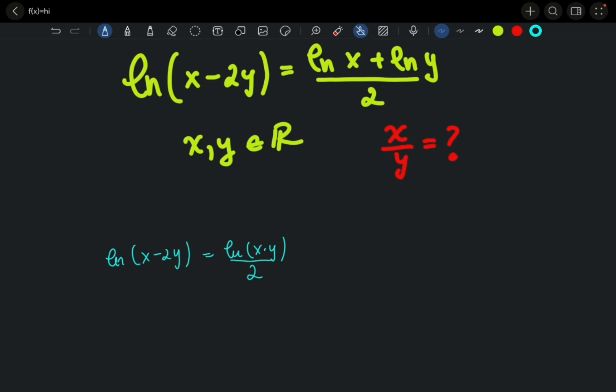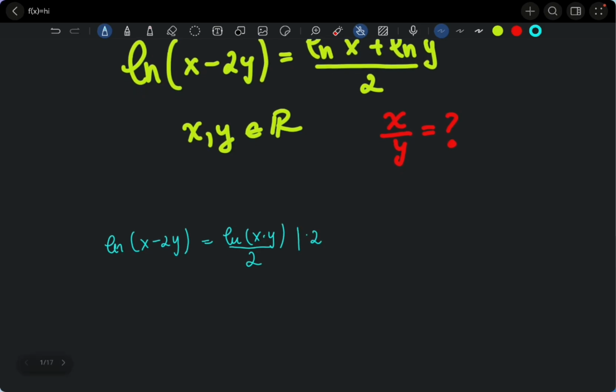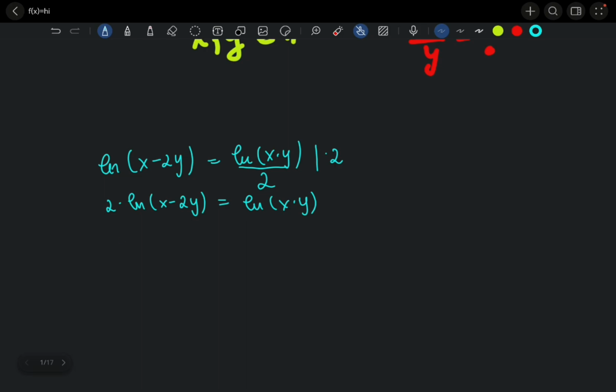Let's get rid of the 2 from the denominator by multiplying the whole expression by 2. So we get 2 times the natural log of x minus 2y must be equal to the natural log of x times y. Now let's move the 2 that's in front of the natural log to the exponent of x minus 2y. The natural log of x minus 2y, whole squared, is equal to the natural log of x times y.